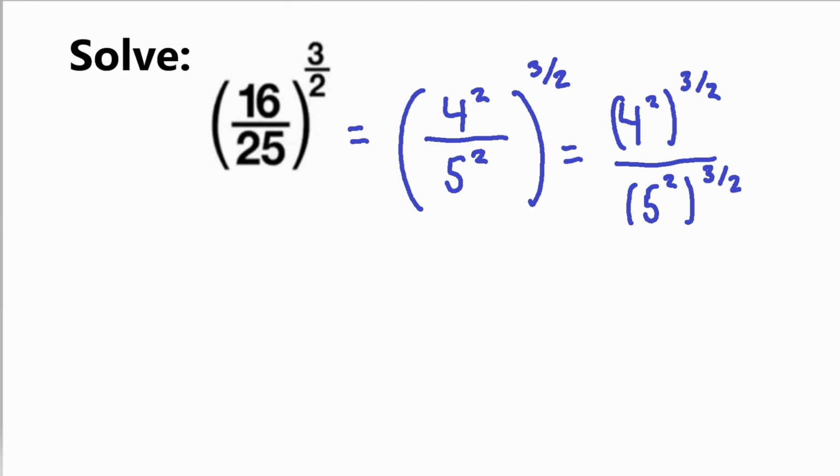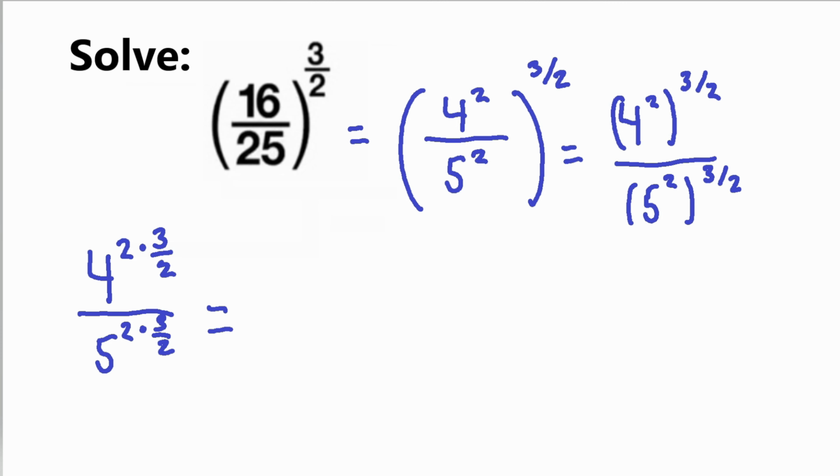Next step: whenever you are applying a power to an already powered number, here we have 4 squared with an exponent of 2, and then an exponent of 3 halves, and the same for the 5. You can just multiply the exponents together. So 4 to the power of 2 to the power of 3 halves is the same thing as 4 to the power of 2 times 3 halves. And the same goes for the 5. So it's 5 to the power of 2 times 3 halves.